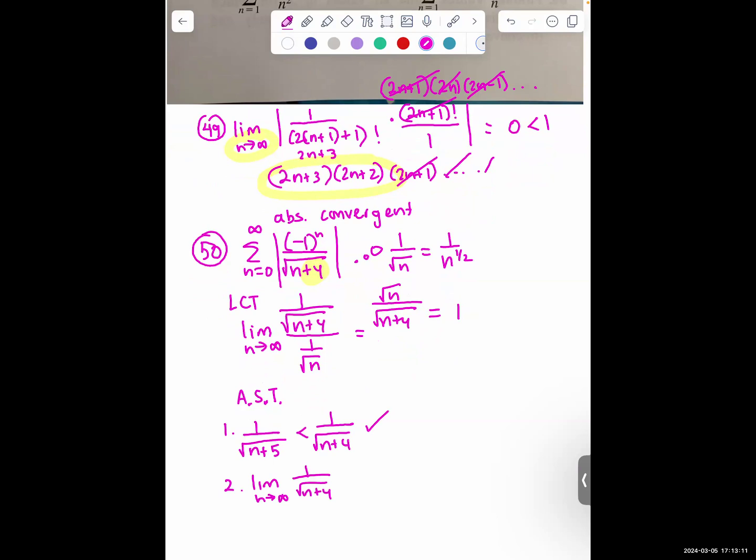Now, please note that I'm doing 1 over square root of n plus 4 and not just 1 over square root of n, because sometimes people revert back to the p-series that they were comparing it to. You want the general term of your original series, and we want to verify that it decreases to 0, or that the limit of the nth term is equal to 0, which it does. So for this one, we would conclude that this is conditionally convergent.